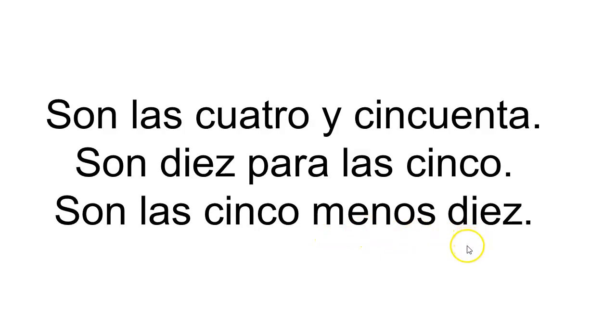There's also another way that some Spanish speakers use. They start with the minutes. It's like saying in English it's 10 till 5, literally. So son 10 para las 5. Para means for, but in this case it means till. So it's 10 till 5. Son 10 para las 5. And you have to have the article here, las 5. So there's a variety of different ways that you could say this. So again, I could say son las 4:50, son las 5 menos 10, o son 10 para las 5.